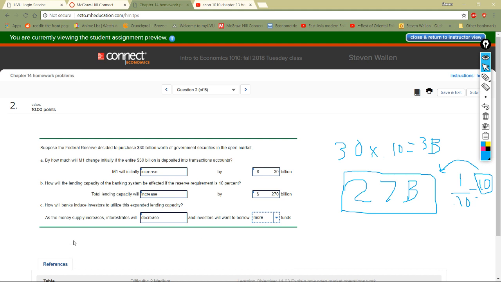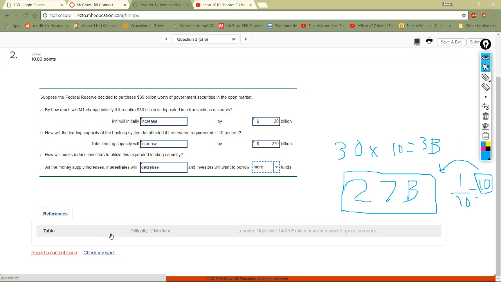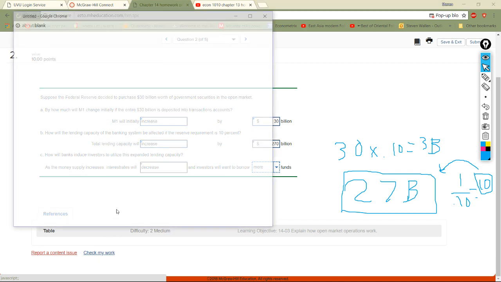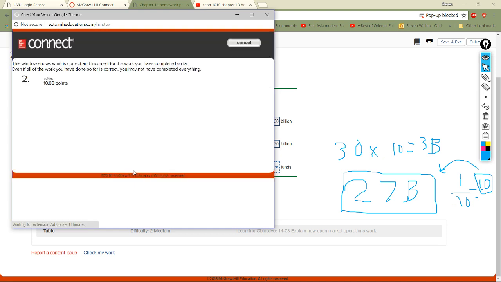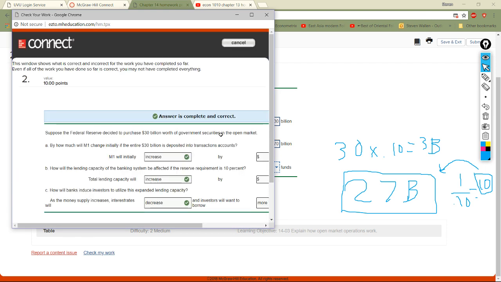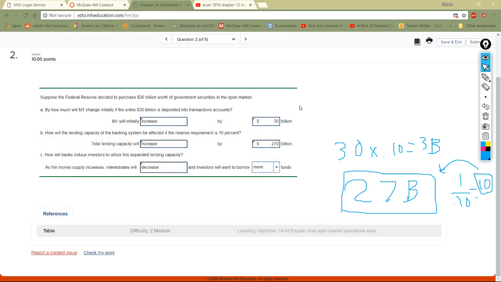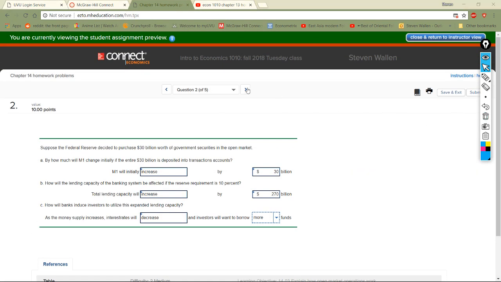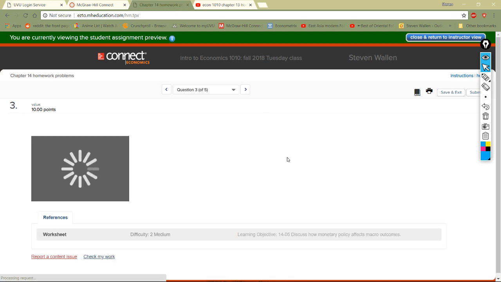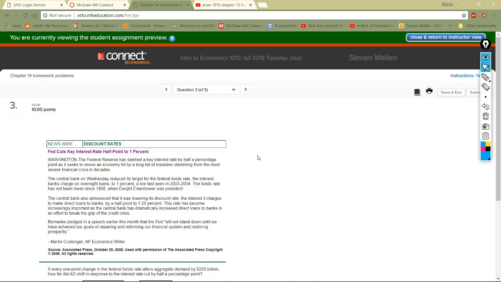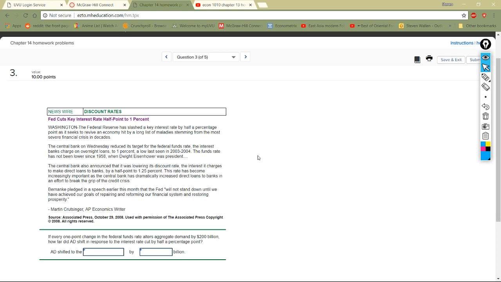All right? Let's check it. Checking the work. I see green there, green there. That looks good. All green. Oh, we're getting close. Question 3. Ooh, okay. Fed cuts interest rates 0.5 point to 1%. Yeah, we've been doing this crazy stuff.